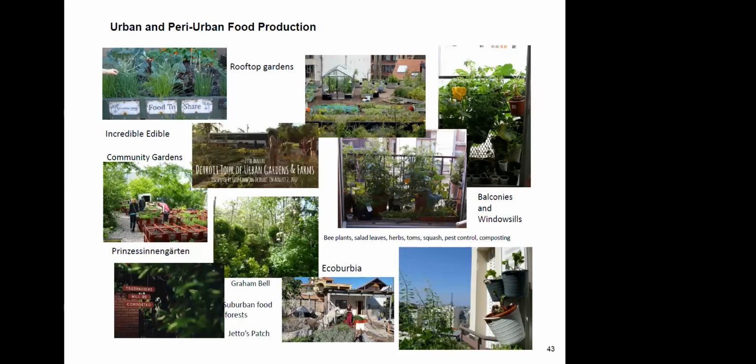Then, of course, there are things like community gardens on the left-hand side. Detroit, of course, is becoming famous for its urban and community gardens, which are really regenerating the whole city. Just below it is a community garden in Berlin. There are many of them all over the world in big cities now. So if you really want to, you can start one or you can join one.